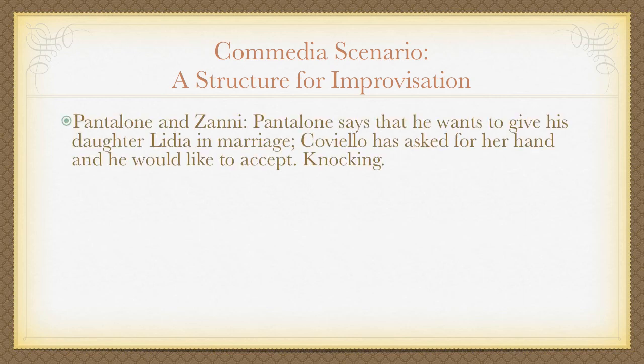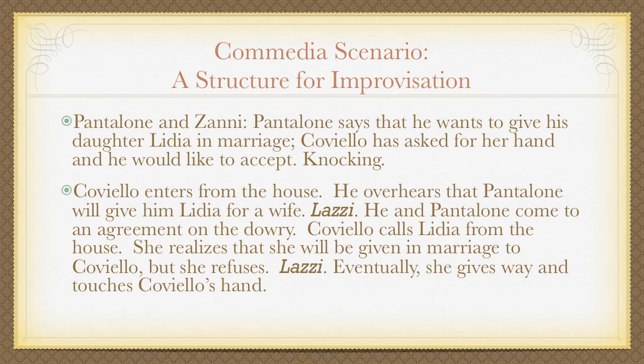Pantalone and Zanni are the two primary characters to start. Pantalone is the father and Zanni is one of the servant characters. Pantalone says that he wants to give his daughter Lydia in marriage. Coviello, who's another character, has asked for her hand and he would like to accept. Knocking. Coviello enters from the house. Then, before he enters, he overhears that Pantalone is going to give him Lydia for a wife. We're going to throw in a Lazzi right here. I'll explain what that is in a minute.